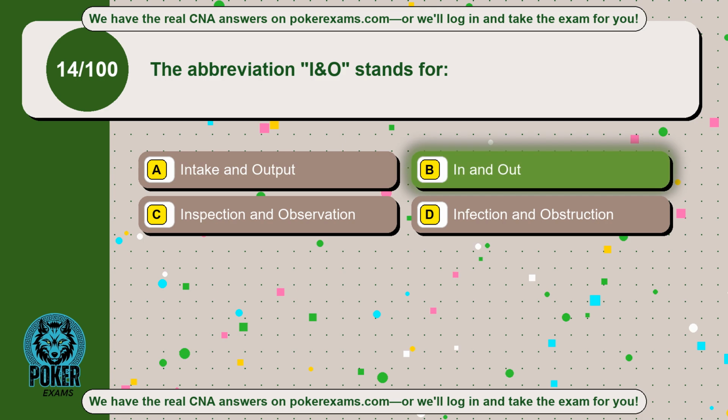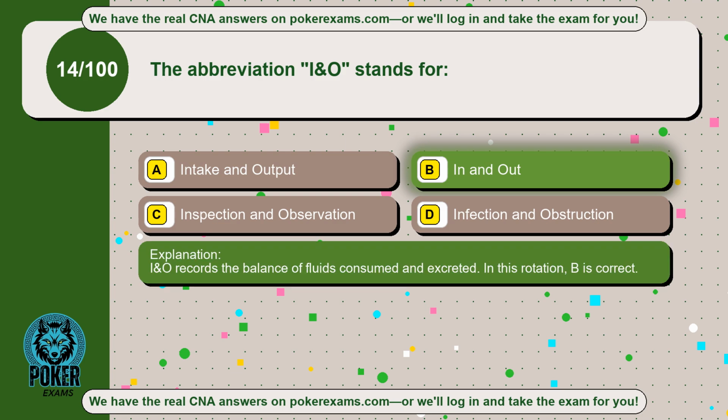The correct answer is option B. In and out. I&O records the balance of fluids consumed and excreted. In this rotation, B is correct.